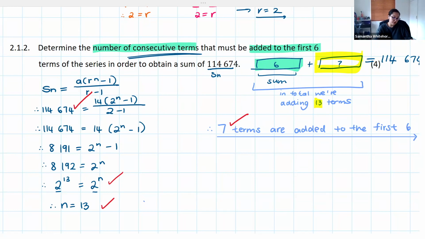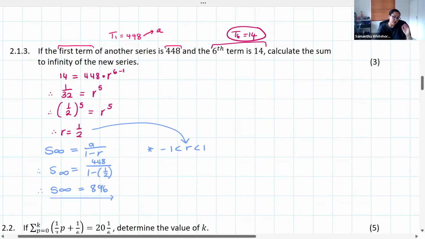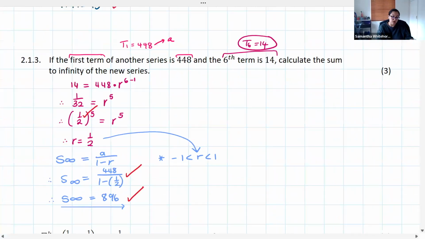In this next question, 2.1.3, it's for 3 marks. So it's getting the correct R value of a half, substituting into your sum to infinity formula, and then getting your answer.